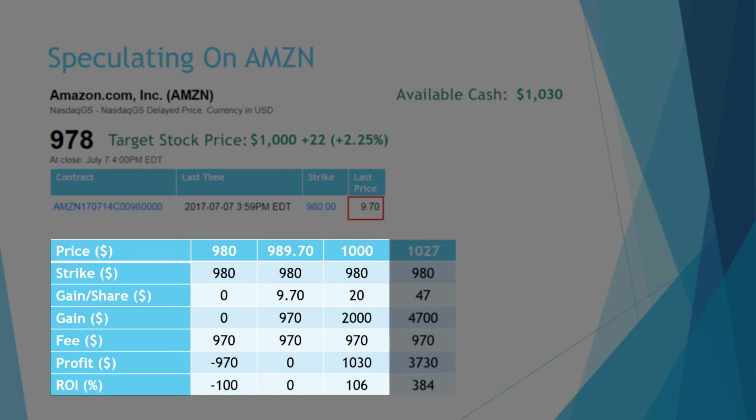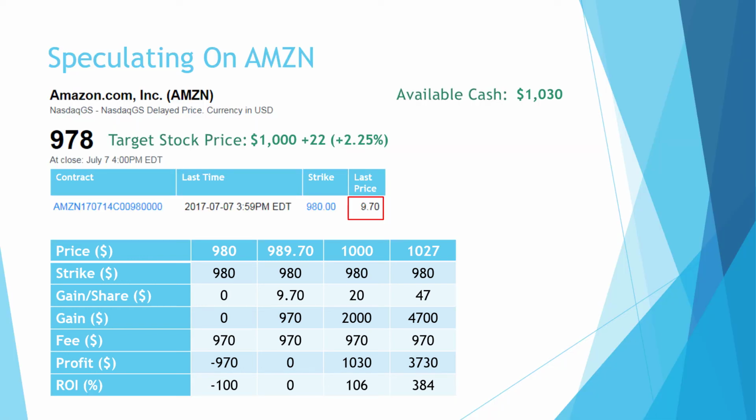At $1,000 per share, our target price, the gain will be $2,000. Because the contract costs $970, the profit is actually $1,030, and that is a return of 106%. At $1,027 per share, which is about a 5% move, the gain will be $4,700. Because there is $47 in intrinsic value minus $970 for the cost of the contract, the profit will be $3,730. That translates to a 384% gain.